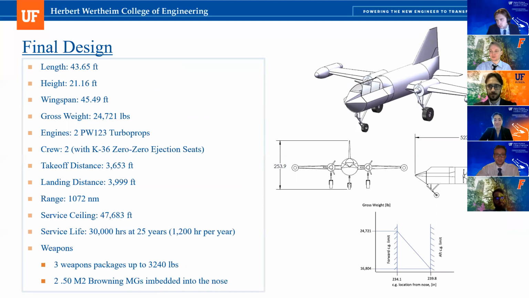Turboprops are capable of using reverse thrust, and so with the additional use of reverse thrust during landing, that landing distance will be able to come down even further.